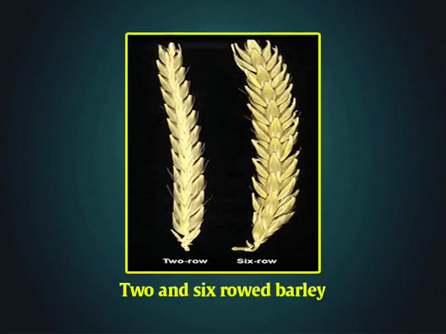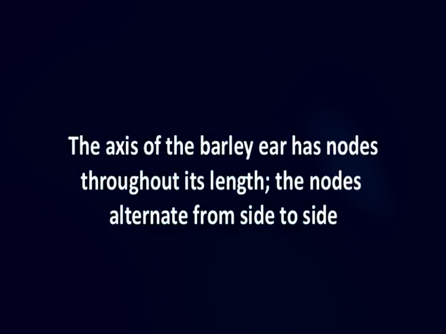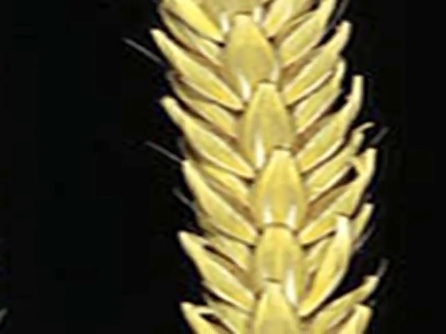The main types of cultivated covered barley, depending on the arrangement of grains in the ear, are 2-rowed and 6-rowed. The axis of the barley ear has nodes throughout its length. The nodes alternate from side to side. In the 6-rowed types of barley, 3 kernels develop on each node, 1 central and 2 lateral. In the 2-rowed barleys, the lateral kernels are sterile and only the central kernel develops.